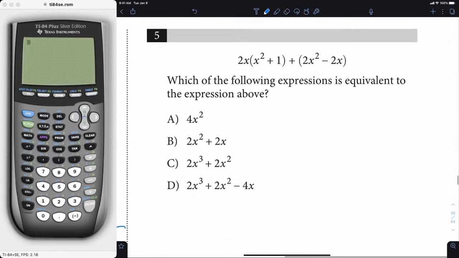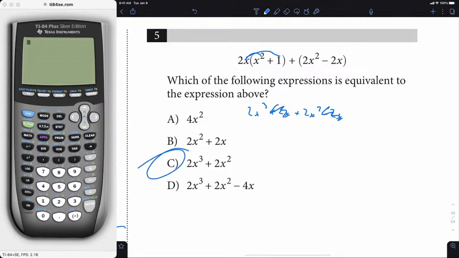Number 5, which of the following expressions is equivalent to the expression above? Let's go ahead and distribute. So we get 2x to the third plus 2x plus 2x squared minus 2x. These are going to cancel. So we get 2x to the third plus 2x squared, or option C.